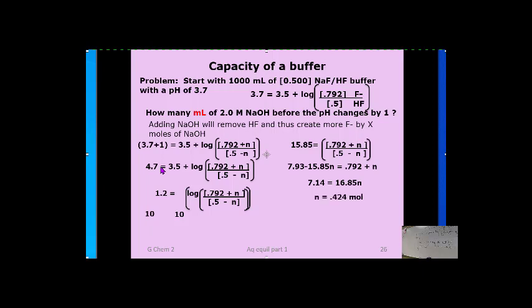Is that making sense? Now the question though is how many mL of 2 molar sodium hydroxide? So I've got to add so much of that till I get to 0.424, right? So I get to add that many moles. So I've got to think about 2 moles per 1,000 mL times Y equals 0.424 moles.